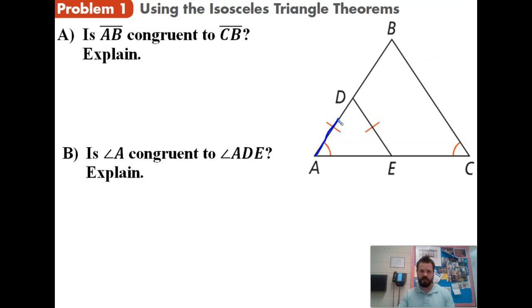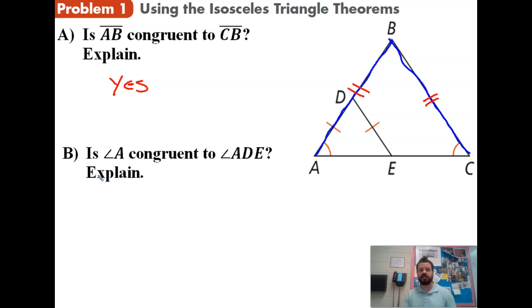We have AB on the left, and we have CB on the right. We want to know, are they congruent? Well, I'm going to say yes, because notice for this larger triangle, CB is across from angle A. AB is across from angle C, and since angles A and C are congruent, I know the sides across from them will be congruent as well. So we look at these entire sides, we can say yes, those will be congruent to each other.